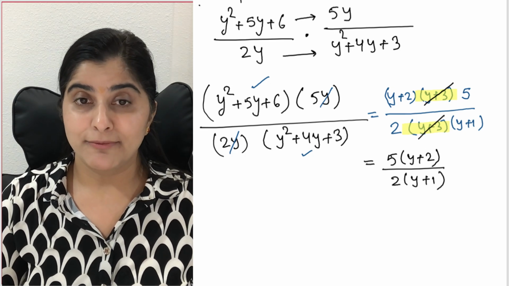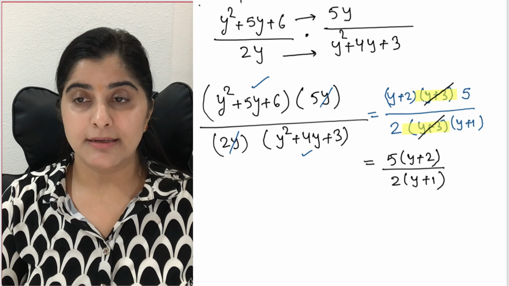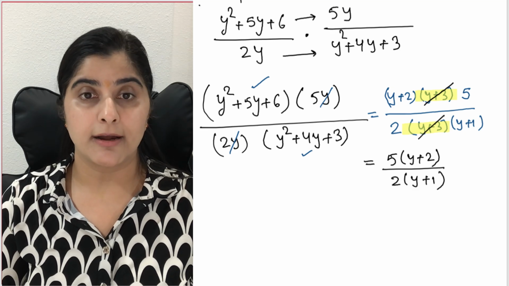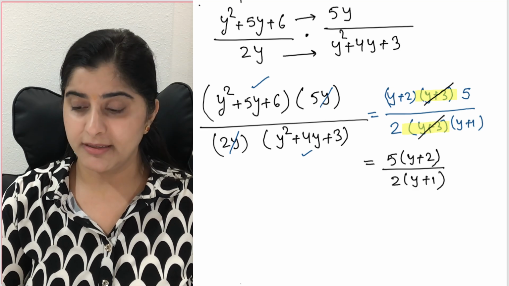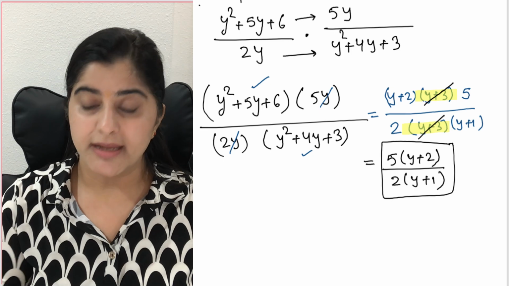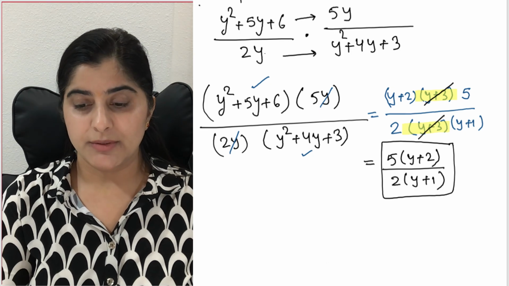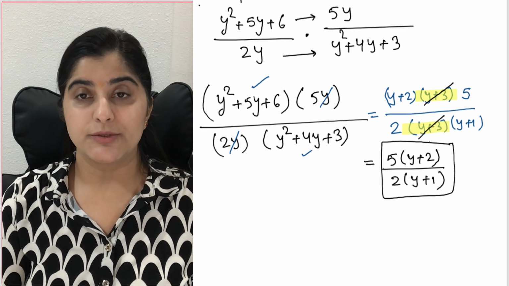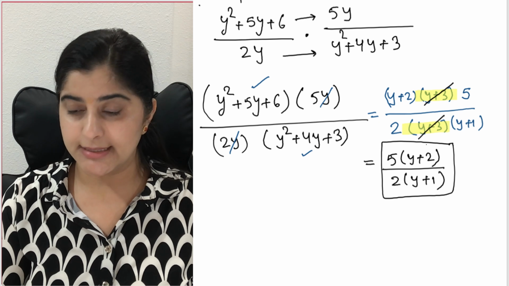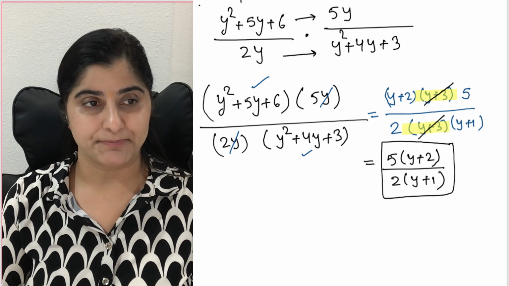Now ask yourself, is there anything common that you can cancel out? If yes, then cancel that out and further simplify it. If not, then say that this is your final simplified version. So this is how we multiply two fractions and simplify our final solution.